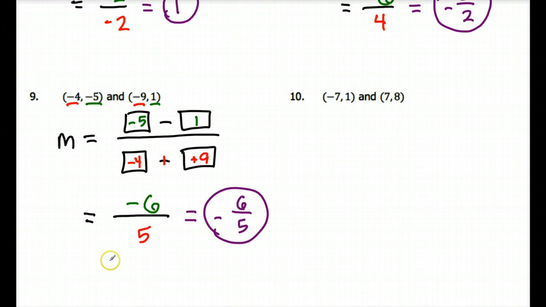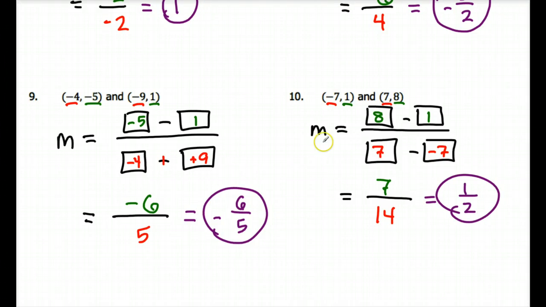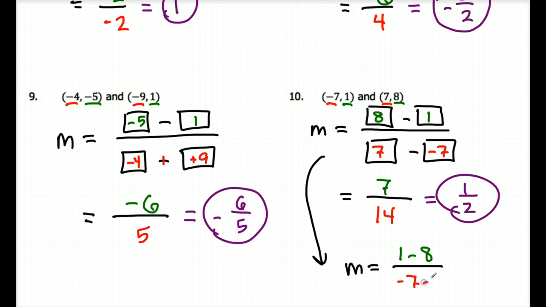Okay, I want you to pause the video, try number 10 on your own, and then once you have that, click play to check your answer, please. So for number 10, you could have set this up 2 ways. You could have done what I did, m equals 8 minus 1 over 7 minus -7. You could have also set it up backwards from what I did on the top, and started with the 1 coordinate first and done 1 minus 8 divided by -7 minus 7. You should have still gotten the same answer once we reduce.